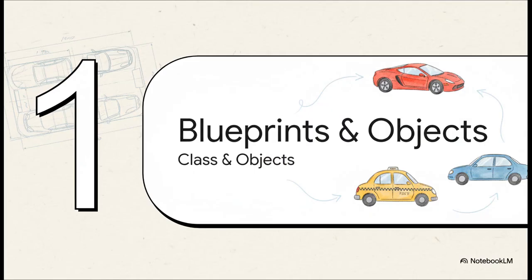All right, so to start building our virtual car, we need to get a handle on two really basic ideas. These are the absolute cornerstones of OOP. It's really just about the difference between a plan and the actual thing you build from that plan.